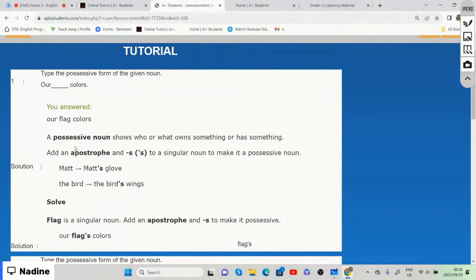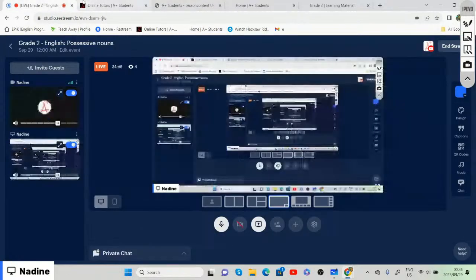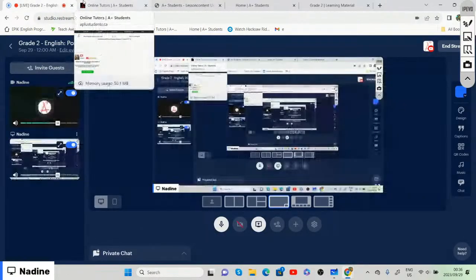And there we have an example of Matt. Remember, if something belongs to someone, then we can say it is Jake's ball, it is Sarah's doll, right? So that is a singular possessive, right?